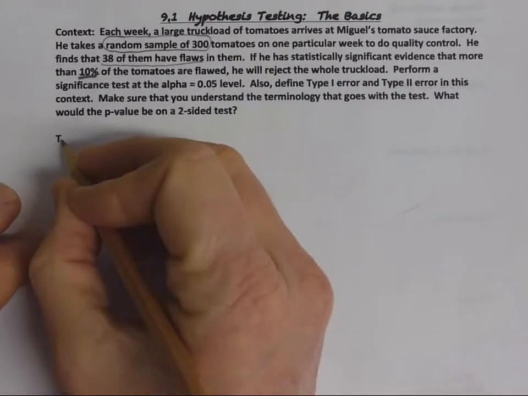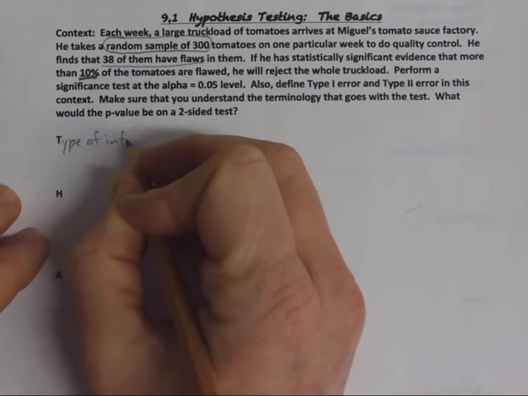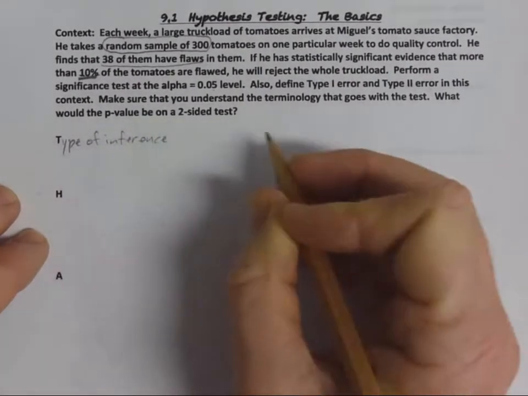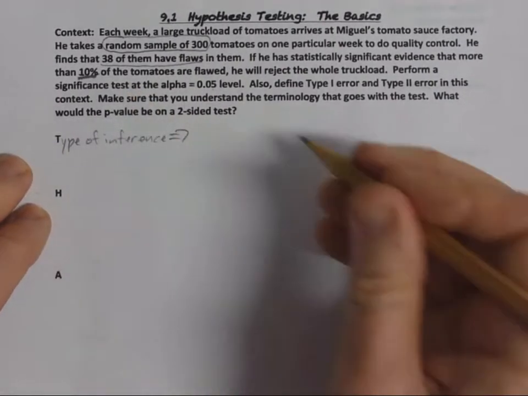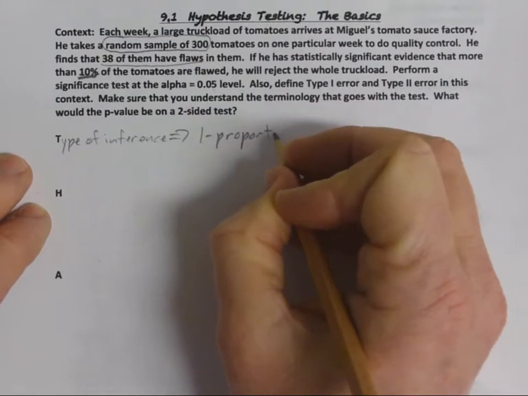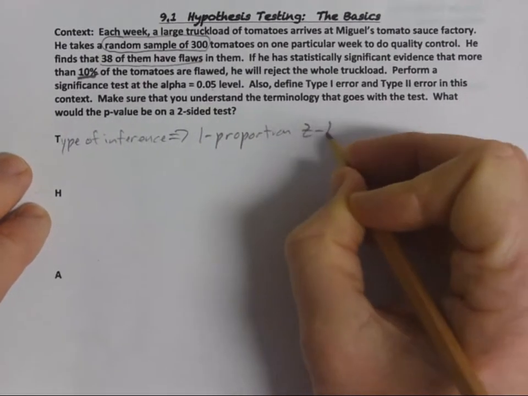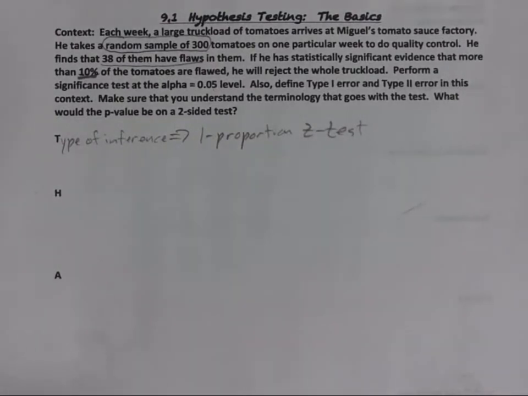So the first thing is, what is our type of inference? A lot of this is similar to confidence intervals, and we're going to have 2 more types of inference in this chapter. The one in section 2, which is this one, is going to be a 1 proportion Z test. You remember in section 8.2 we did a 1 proportion Z interval. Now we have a 1 proportion Z test. There, that's 1/5 of it. You get 1/5 of it right.